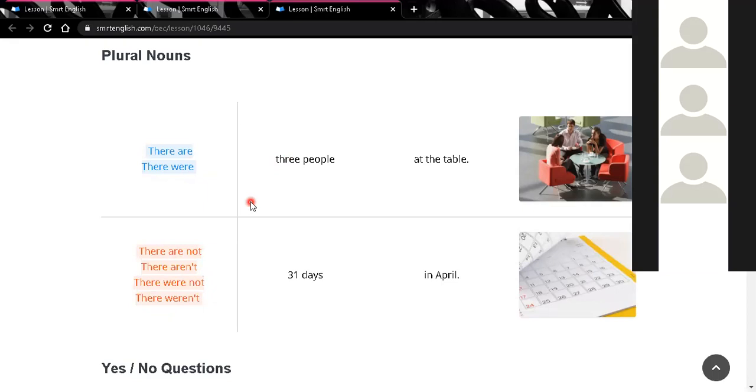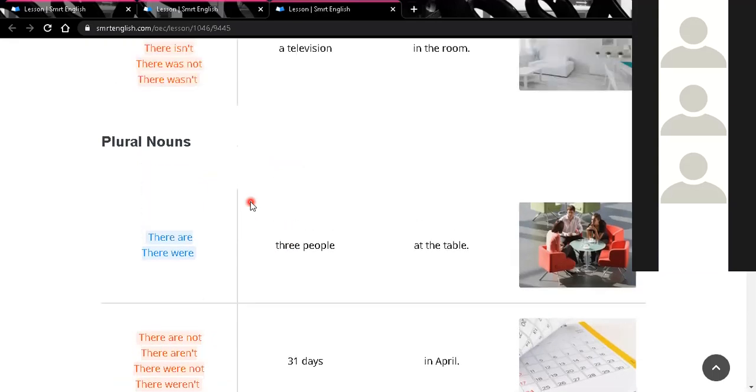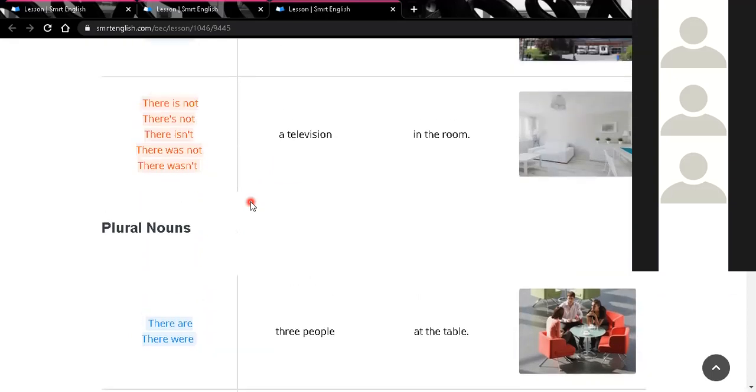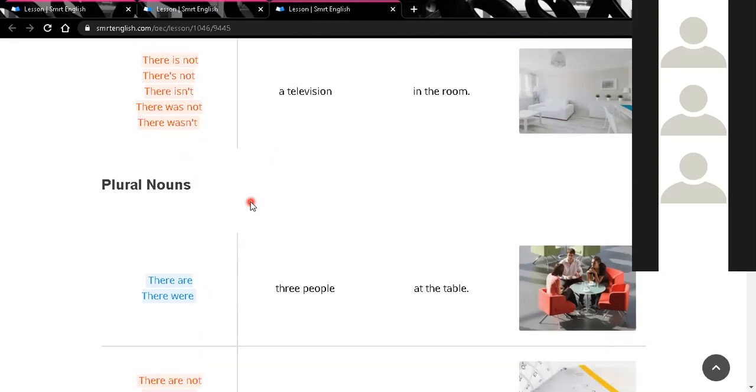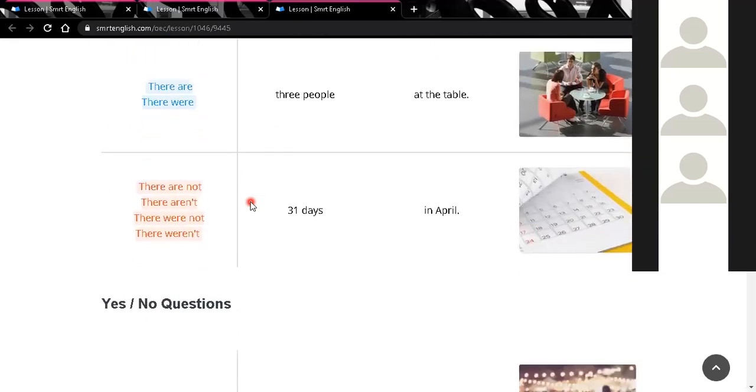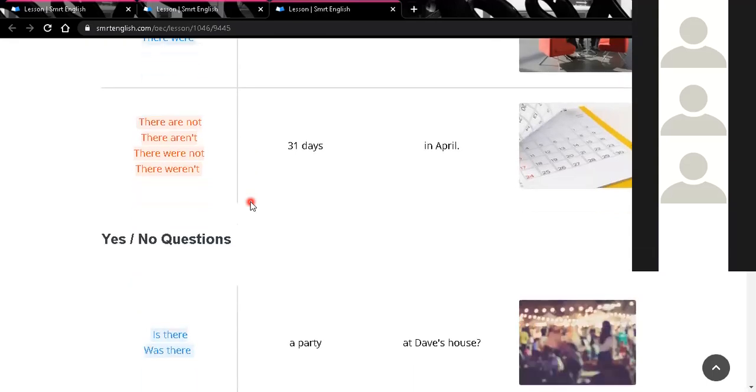So I repeat, we use this to say that something is in a place. It could be when we're talking about directions, or it could be used also when we're talking about something in a place. For example, there is some cheese in the fridge. There are 3 chairs in my house, for example. So we use it to talk about the existence of something, right?